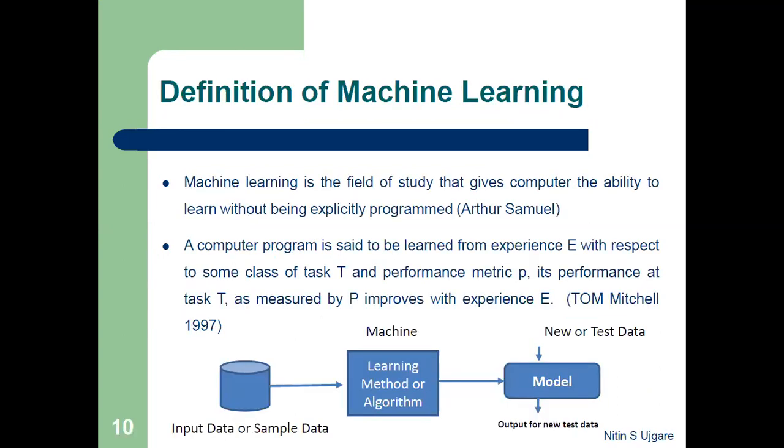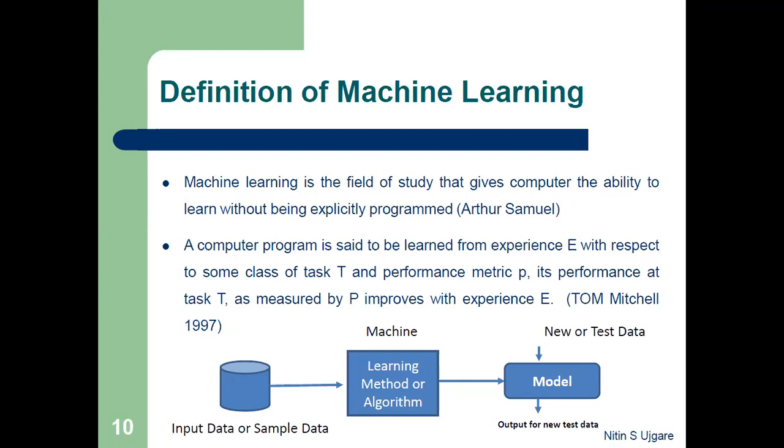Now let us see the definitions of machine learning. Machine learning has a wide scope of application, so there are many definitions of machine learning. To understand machine learning, some of these definitions are given as follows. From Arthur Samuel's perspective, machine learning is the field of study that gives the computer the ability to learn without being explicitly programmed.